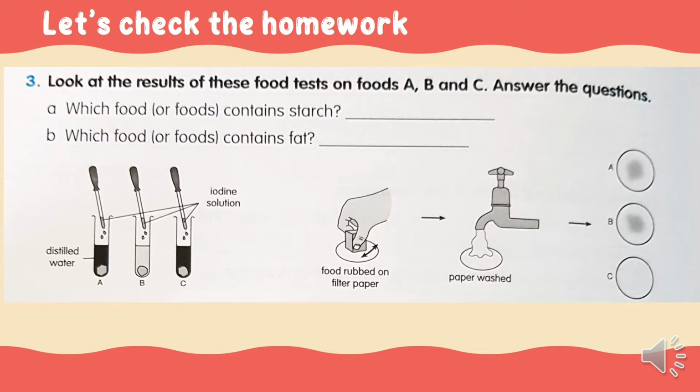Now the next question, they are showing you here the results of food tests. In the first one they have A, B, C, in the second test also they have A, B, C. Now, in letter A, they are asking you which food or foods contain starch. In the first one, look at the first part of the picture. You have three test tubes. Which one contains starch? Yes, A and C, because it has turned black, right? Now, look at the next test where the food is rubbed on the filter paper and washed. Which one contains fat? Yes, A and B, because it looks oily. C is plain, nothing on C.